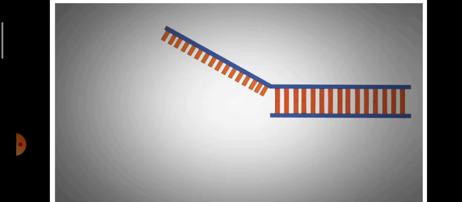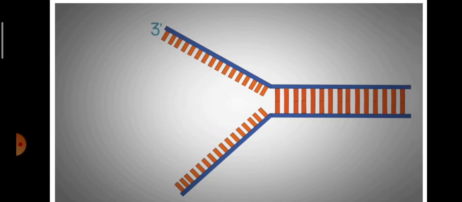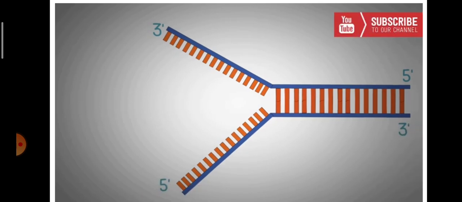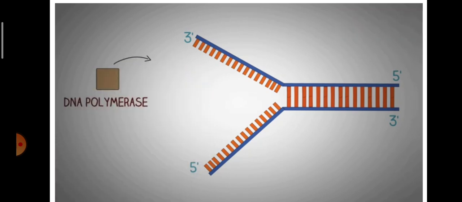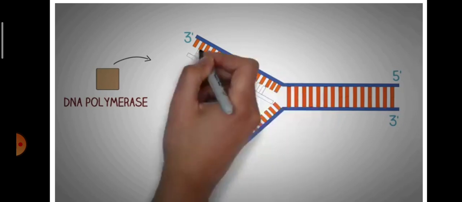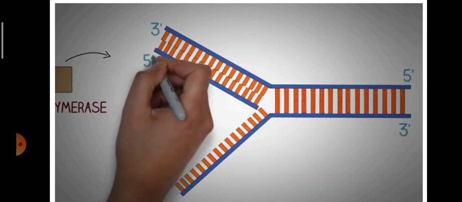According to the concepts of directionality we learned in part 1 of this video, let's suppose this is the 3' end of the upper strand and this is the 5' end of the upper strand, and similarly we have the 3' end of the lower strand in this direction and 5' end in this direction. Now, the main enzyme, the DNA polymerase, which has the job of formation of new strands of DNA, can only form a strand in the 5' to 3' direction.